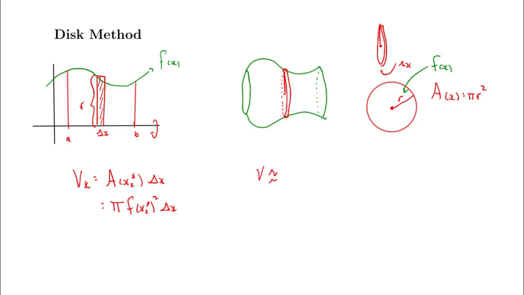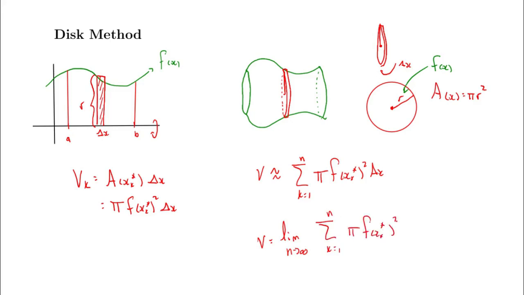The total volume then can be approximated by the sum of all of these slices. You can imagine a whole bunch of rectangles stacked next to each other, a whole bunch of these weird little discs stacked on top of each other to create this vase. And I guess not on top of each other, next to each other in this case. And so that's going to look like the sum of pi times f of x sub k star squared delta x. And then to get the actual volume, we're going to take a limit as n goes to infinity of this thing.